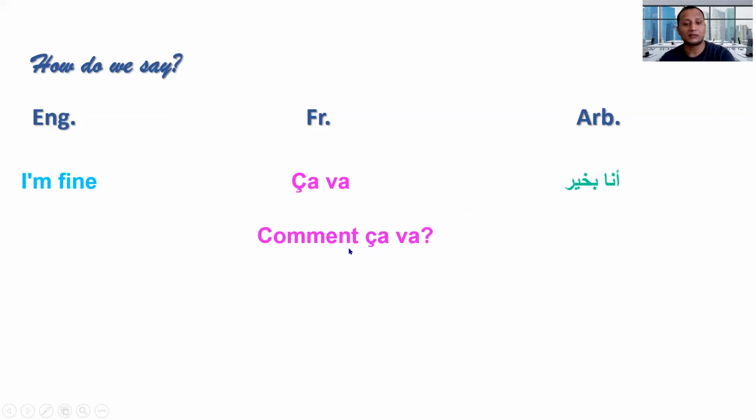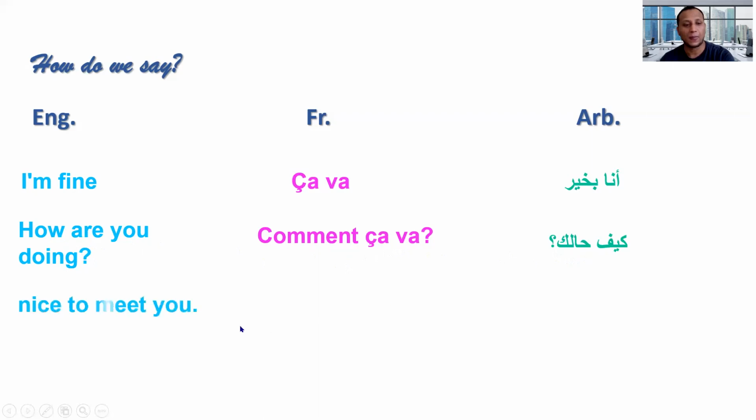What about comment ça va in French? If we have comment ça va in French as a question, in English it is how are you doing? Correct. In Arabic, كيف حالك? Okay. How are you doing? Comment ça va? كيف حالك? What about nice to meet you? We studied this, right? We are just practicing what you have just learned in this lesson. Nice to meet you. Enchanté. In Arabic, سررت بلقائك.